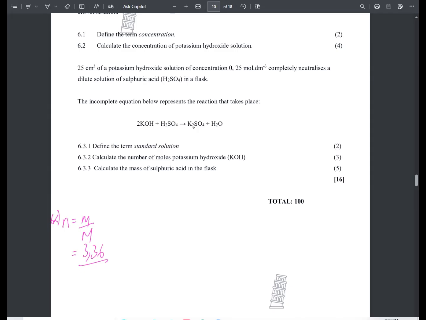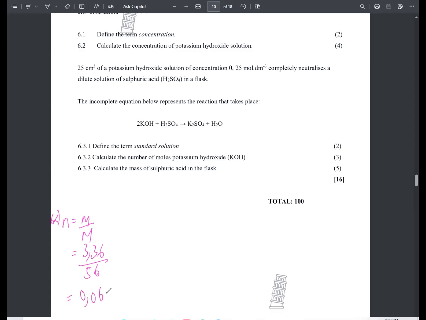So don't be ashamed, guys, of looking at your periodic table if you have forgotten some of these. You are not supposed to cram them anyway. You're not supposed to memorize them, right? You are always provided with your periodic table and also your formulas, guys. You are always provided with those.